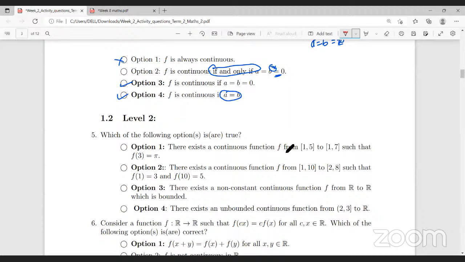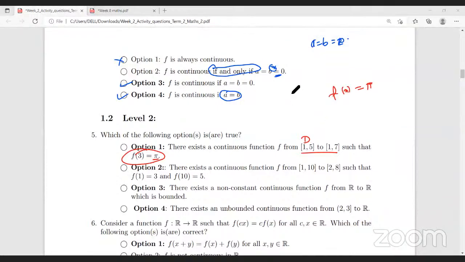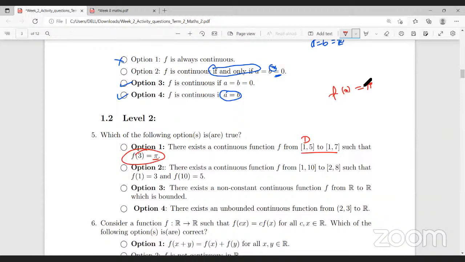There exists a continuous function f such that f of 3 is pi. Can you tell me any function, with this domain and this codomain, such that the value of the function at x equal to 3 will be pi? Is there any function like this? So I can consider f of x equals pi. This is a constant function, right? This function is continuous everywhere in this domain also, right?